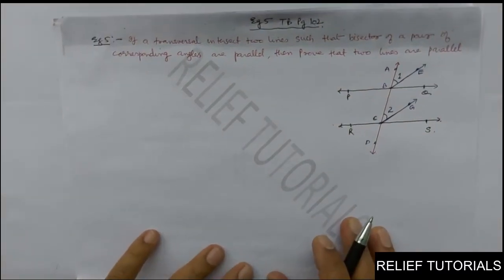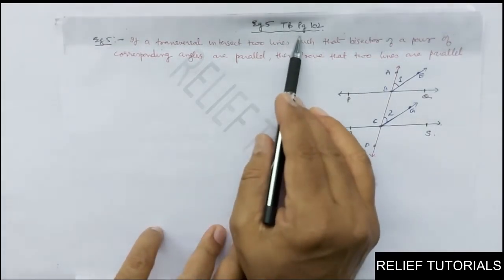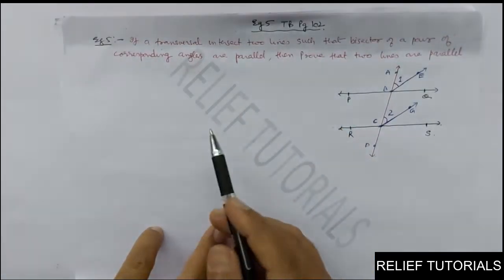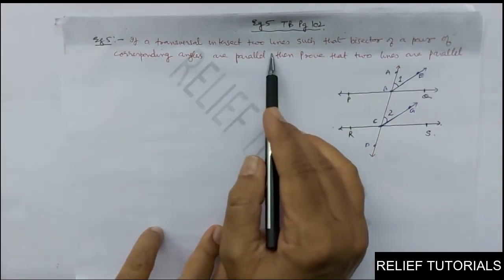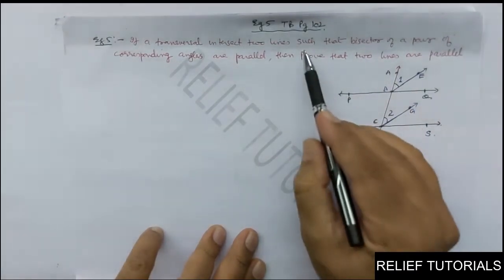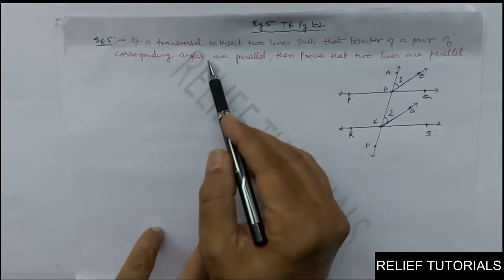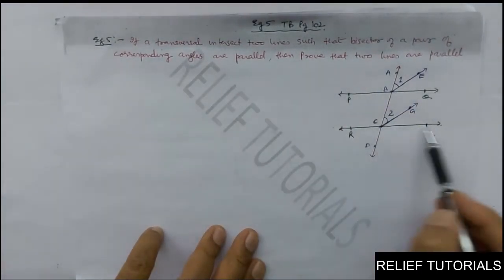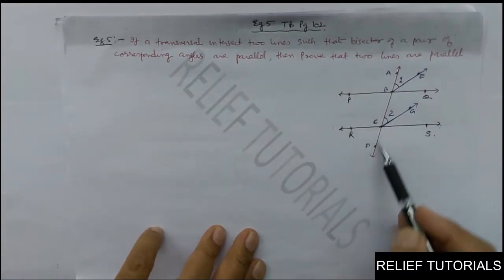See here. I am going to discuss example 5, textbook page number 102. What is our question? If a transversal intersects two lines, so this is a transversal, it intersects these two lines such that the bisector of a pair of corresponding angles. See, if these two are lines, I am not telling they are parallel lines. These two are lines and this AD is a transversal.